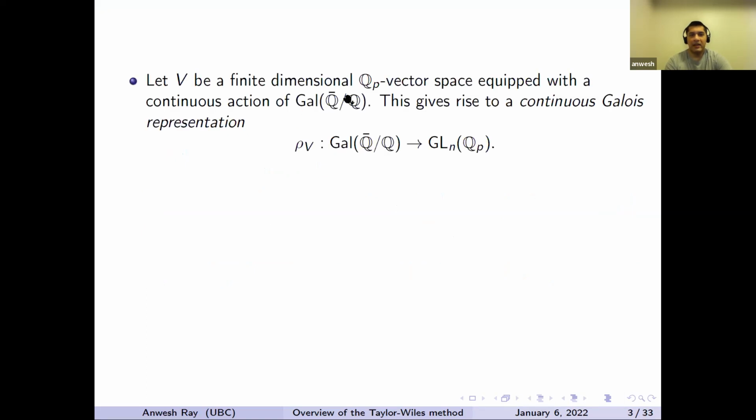So given a finite dimensional Q_p vector space V, suppose we have an action of the absolute Galois group on this finite dimensional vector space. We can think of this as a Galois representation. What that means is rho_V is the associated homomorphism from the absolute Galois group to GL_n of Q_p. Here GL_n of Q_p is just the automorphism group of V, which is isomorphic to Q_p^n. Such a homomorphism actually gives a representation of the Galois group on this finite dimensional vector space, and we describe that via this homomorphism.